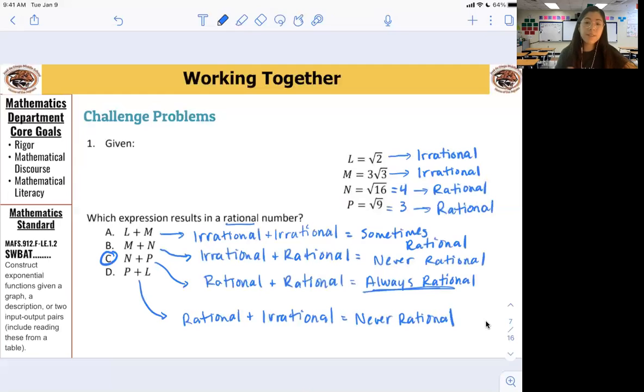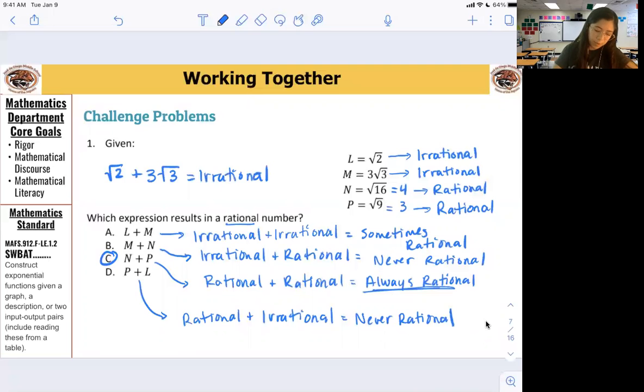Now, A is sometimes rational. So if I just double check, because you always want to double check, the square root of 2 plus 3 times the square root of 3, the only time where you would get a rational answer is if they cancel each other out. So do these cancel each other out? No. Nope. So this is irrational.